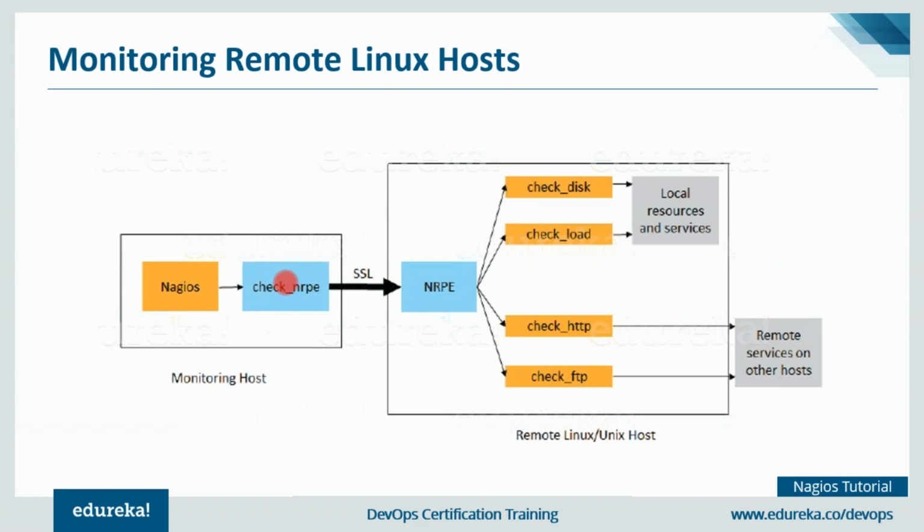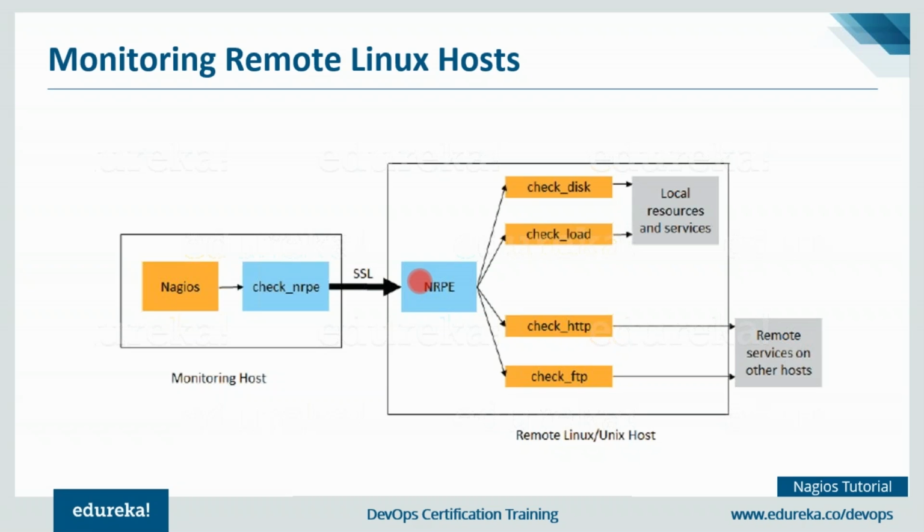So this check_NRP plugin resides on that particular machine. Now this NRP daemon, which you can see in the diagram, runs on remote machines, the remote Linux or Unix machine, which in my case was Edureka, if you remember. And since I didn't start that machine, it was down, right? So that NRP daemon will run on that particular machine.